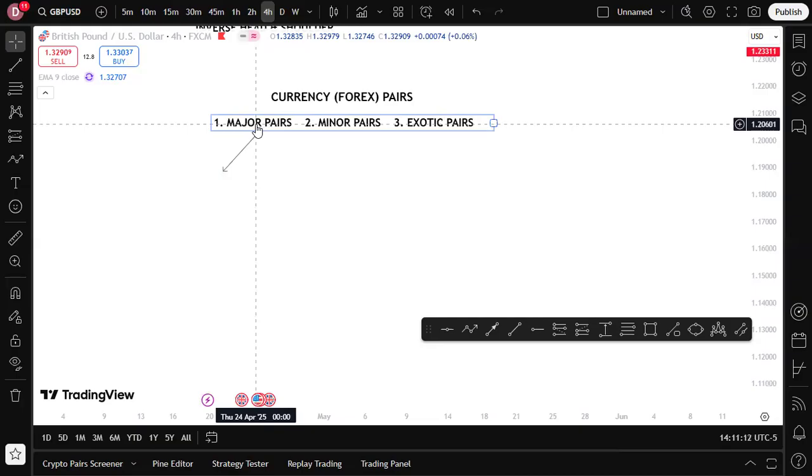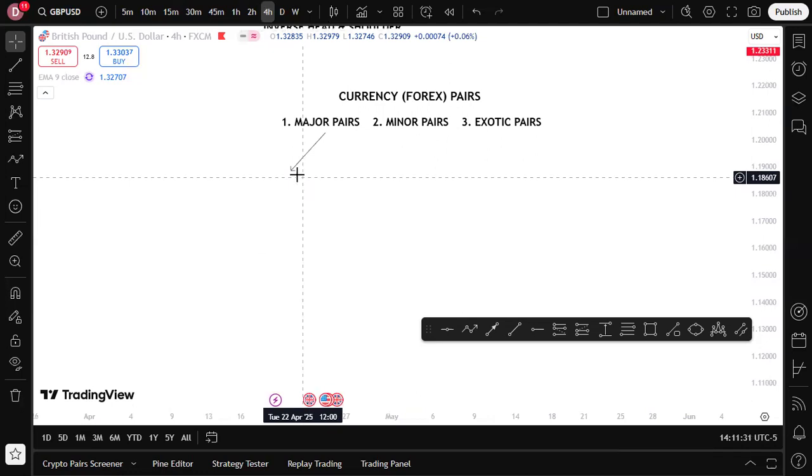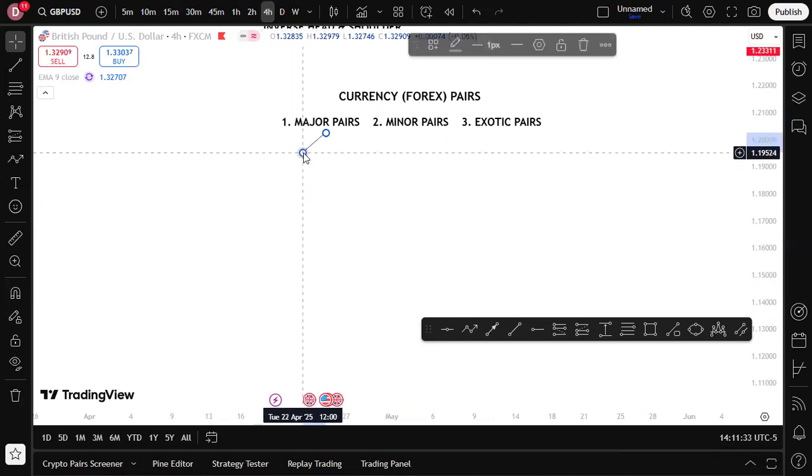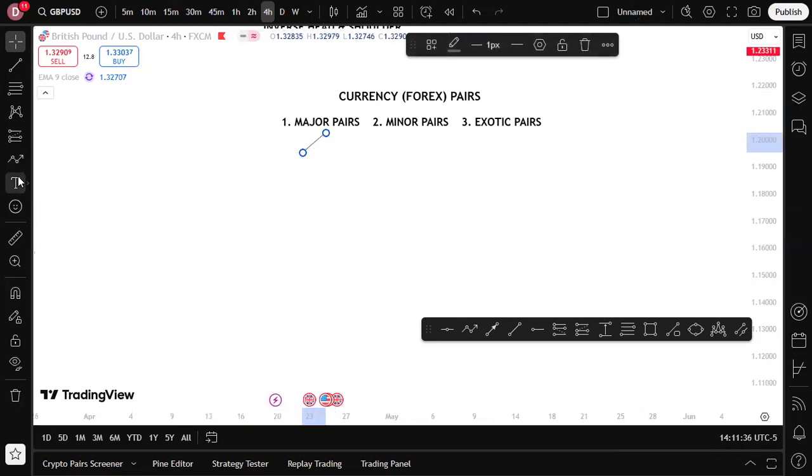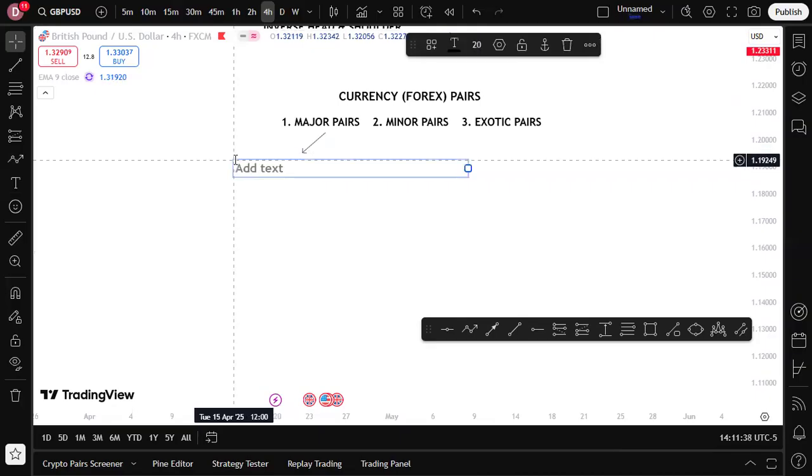So the major pairs are 7 world currency pairs, and they are particularly traded against the US dollar. They are mostly paired with the US dollar and they represent the largest and most commonly traded pairs in the whole world. So now, what are these 7 major pairs that are traded against the US dollar?